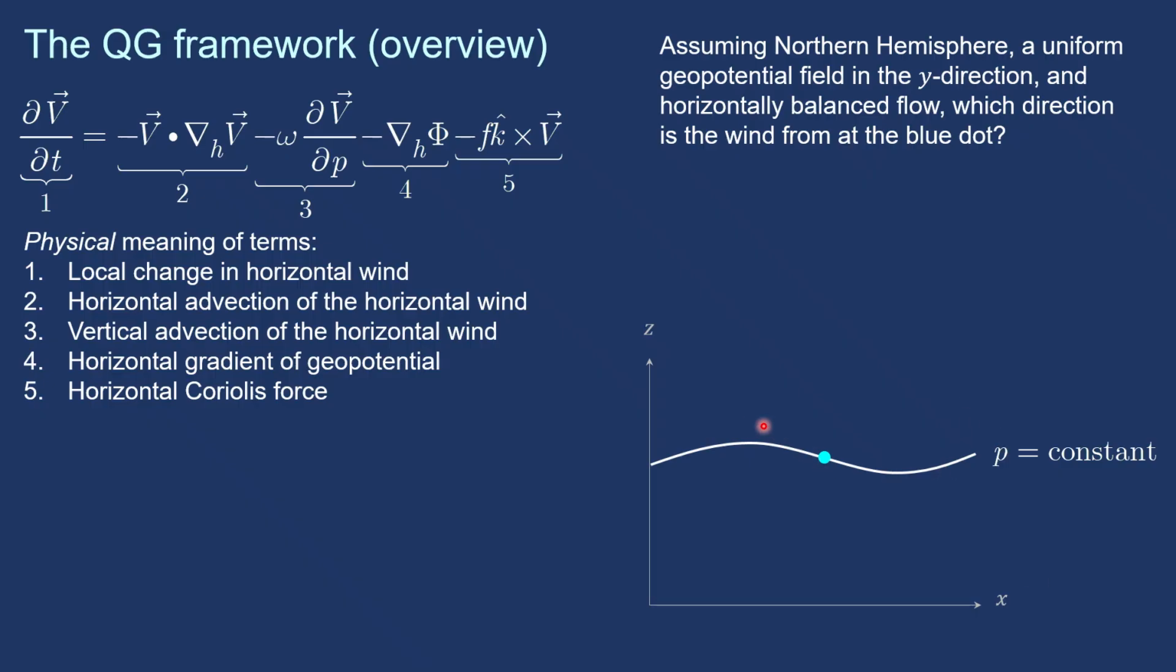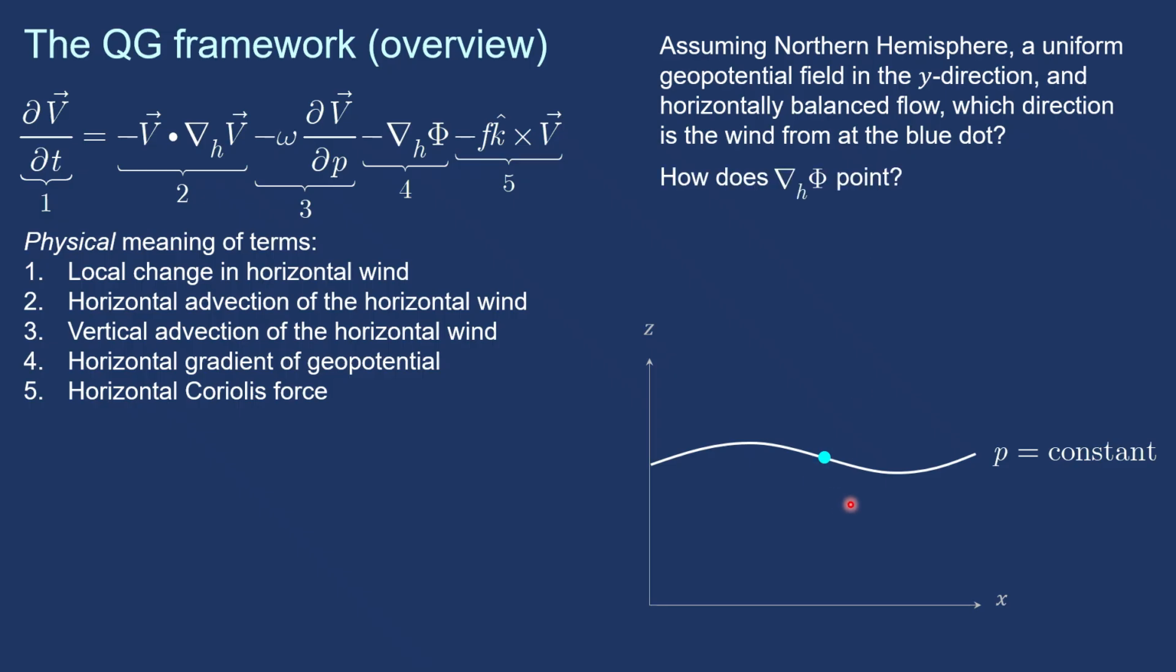and we've put on here a pressure surface where the pressure is constant along this undulating surface, and we have this blue dot that sits right here along that pressure surface. And we'll assume here that we're in the northern hemisphere. We will also assume that the geopotential field is uniform in the y direction, so this undulating pressure surface looks the same going both into and out of the screen. And we'll also assume that we have horizontally balanced flow. And with all of those assumptions in mind, which direction is the wind blowing from at the blue dot?